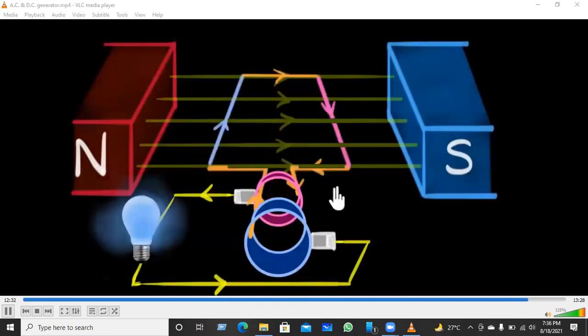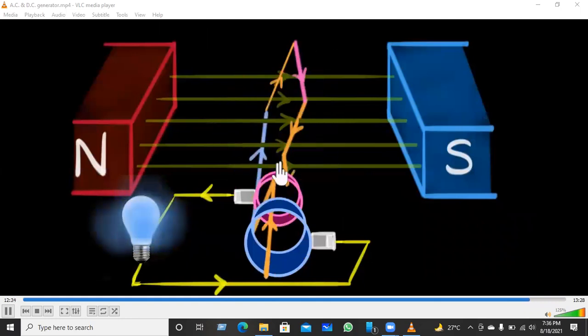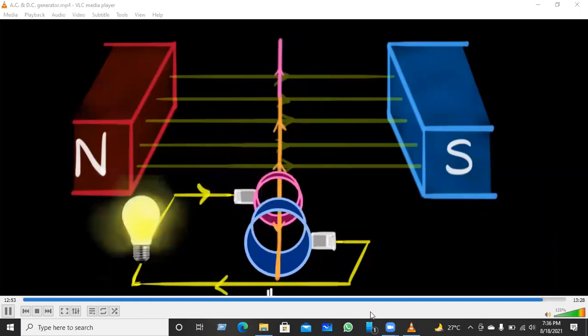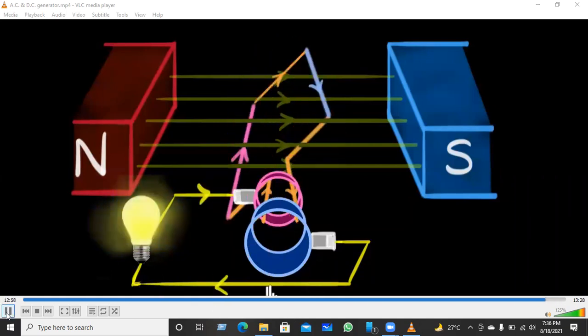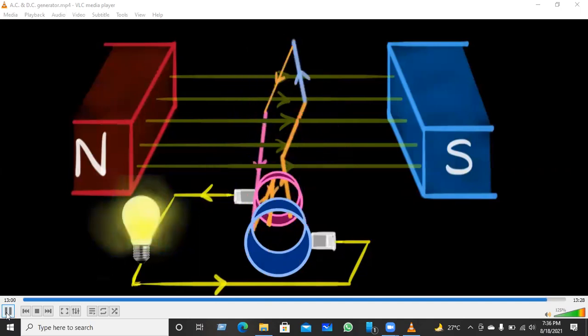So to summarize what we learned, if you take a coil and spin it in a magnetic field, then due to electromagnetic induction, a current gets generated in that coil. Now the direction of the current depends on whether the wire is going up or going down. And as a result, for every half a rotation, the direction of the current keeps changing. So this generator is called an AC generator because it generates an alternating current, a current whose direction keeps continuously changing.